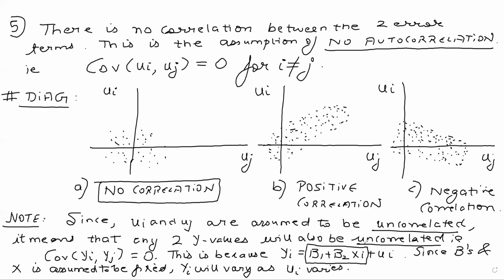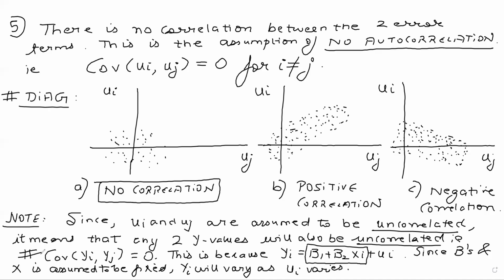And now, since our regression is yi equal to b1 plus b2 xi plus ui, and by assumption b1, b2 and xi are fixed, that means as ui varies, yi will also vary. And since we have assumed that ui's are uncorrelated and yi depends on ui, we say that yi's are also uncorrelated. Yi's are uncorrelated means covariance of yi and yj is equal to 0.